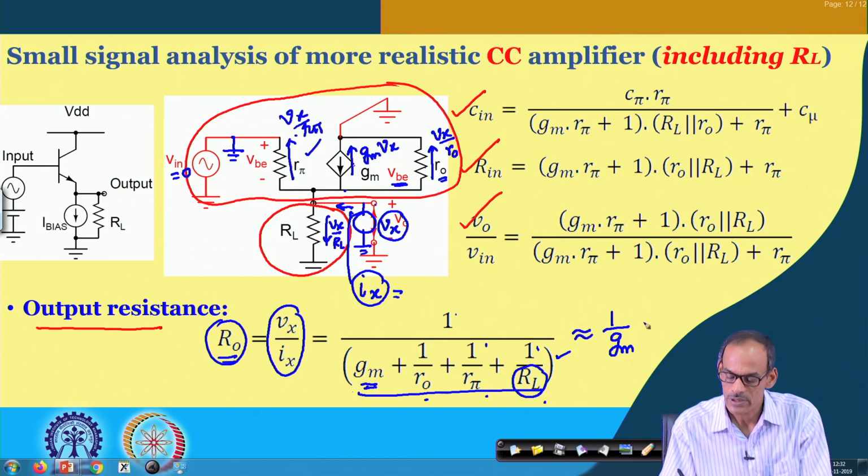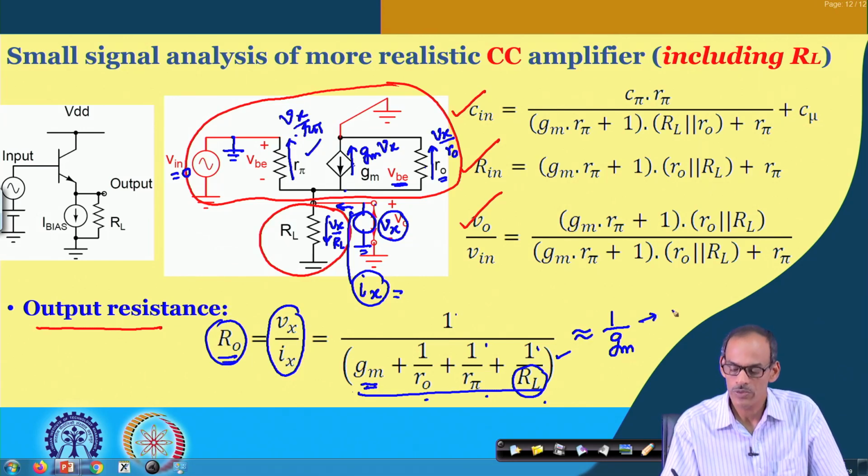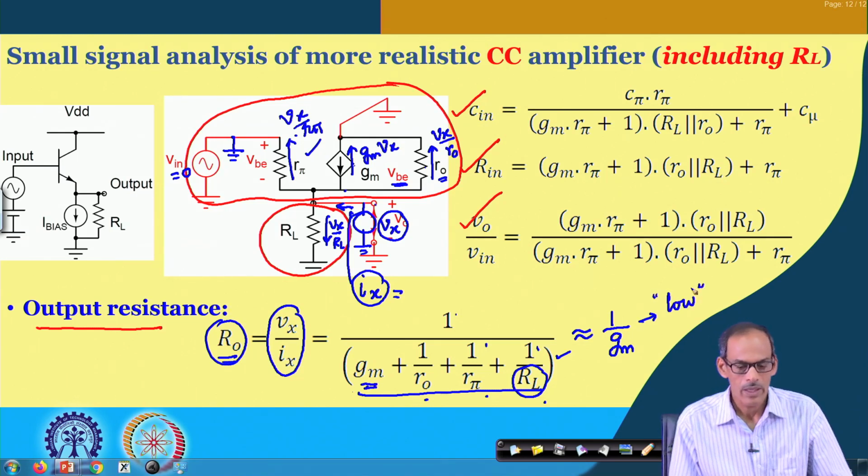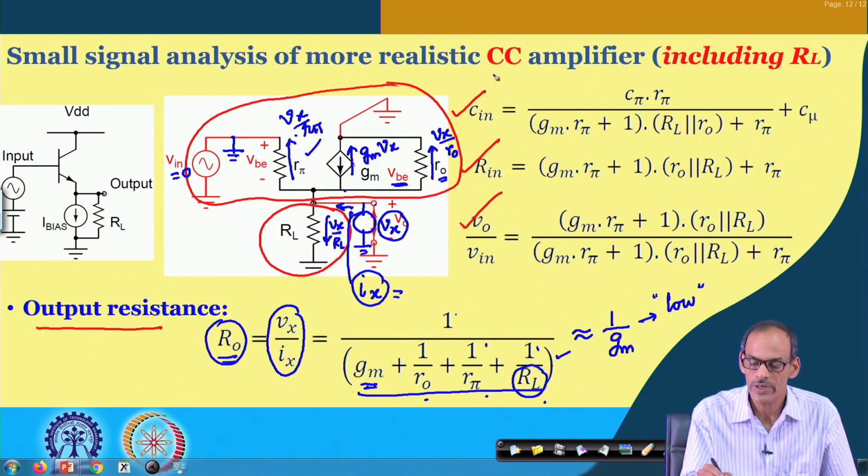So, this is, as I said, the basic property we are looking for in this common collector, which is a voltage buffer: the output resistance should be low. So, that is what we are obtaining here also. Now, that is about the common collector amplifier.